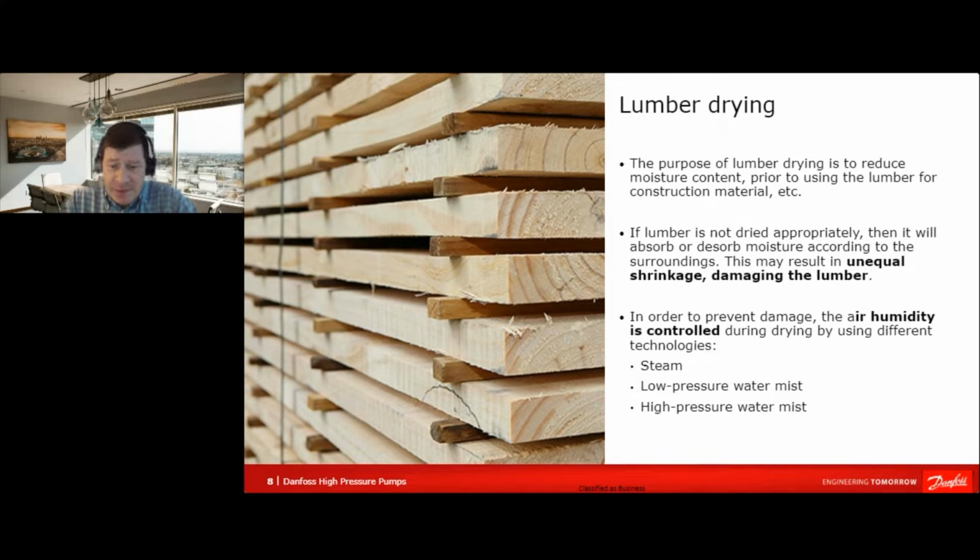And there are different ways to increase the humidity. For example, you can use steam or low pressure water mist or high pressure water mist. They all have different features, and maybe the steam is the oldest way or a little bit old-fashioned way nowadays. Low pressure water mist is also a very common way to do it, and this high pressure water mist is maybe the latest invention in this area. Yeah, and we can go to the next page, please.